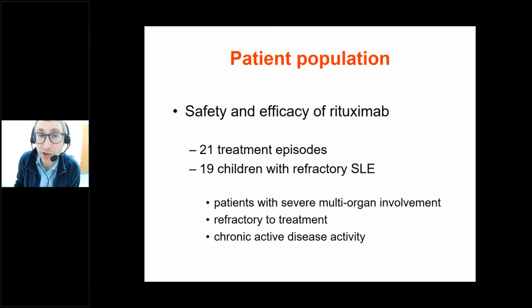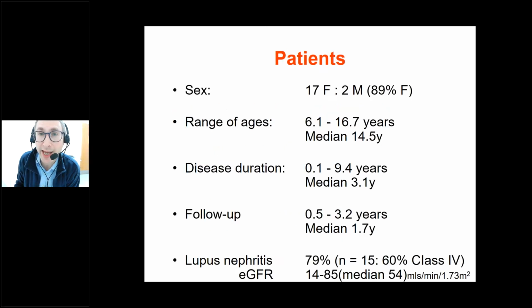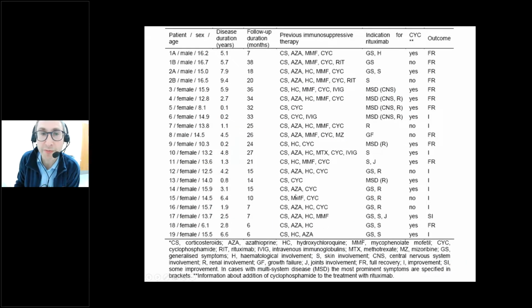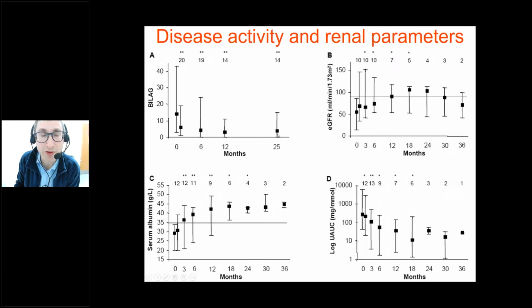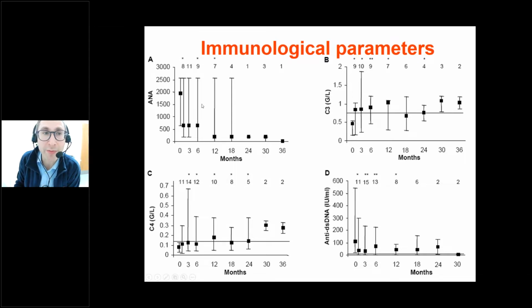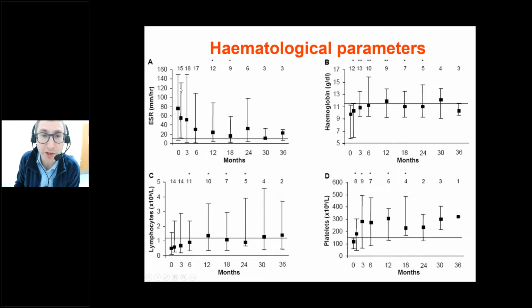We then went on to publish 21 treatment episodes in 19 children aged a median of 14.5 years. Most were female. They had lupus for between 1 month to 9 years, with a median of 3 years, and were followed up for at least 6 months. And you can see here 4 in 5 children had lupus nephritis. They had a myriad of other treatments along the way, and we showed that their disease activity improved with reduction in BILAG, an improvement in the renal function with their eGFR and albumin increasing, and a reduction in the degree of albuminuria. There was improved immunological response with a reduction in ANA and double-stranded DNA antibodies, and improvement in complements C3 and C4, with an improvement in hematological parameters, with a reduction in ESR, and improvement in the hemoglobin, lymphocytes, and platelet counts.